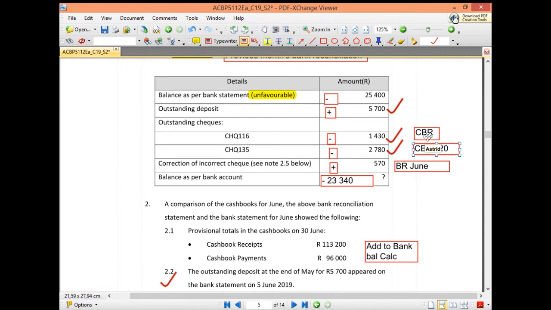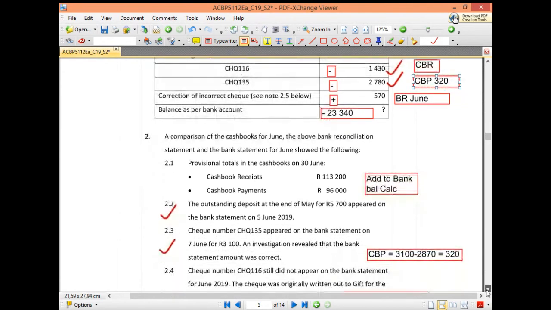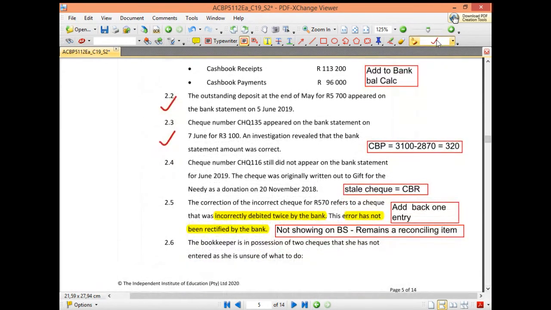Okay, so you can see there's 2 entries that will affect our bank balance. The one will affect it negatively, the other one will affect it positively. And then once you've dealt with that, you put a little tick mark next to it. And then 2.5, the correction of the incorrect check. Now that we've already said that we had to add back the entry. It's shown on the bank reconciliation, but it has not been resolved. So we will carry it over to the bank reconciliation for this month. Okay, so let's do those 3 entries first, and then we'll move on to point 2.6. Okay, so I'm sharing the Excel again.